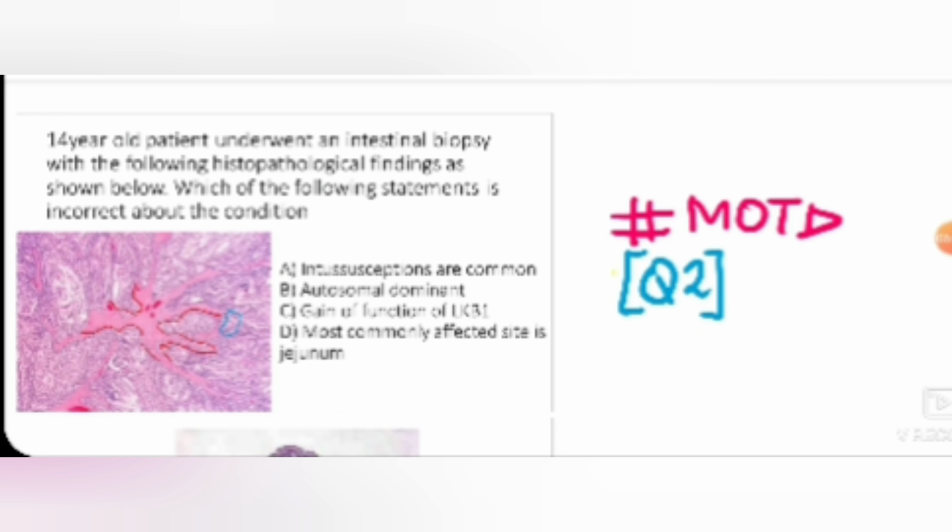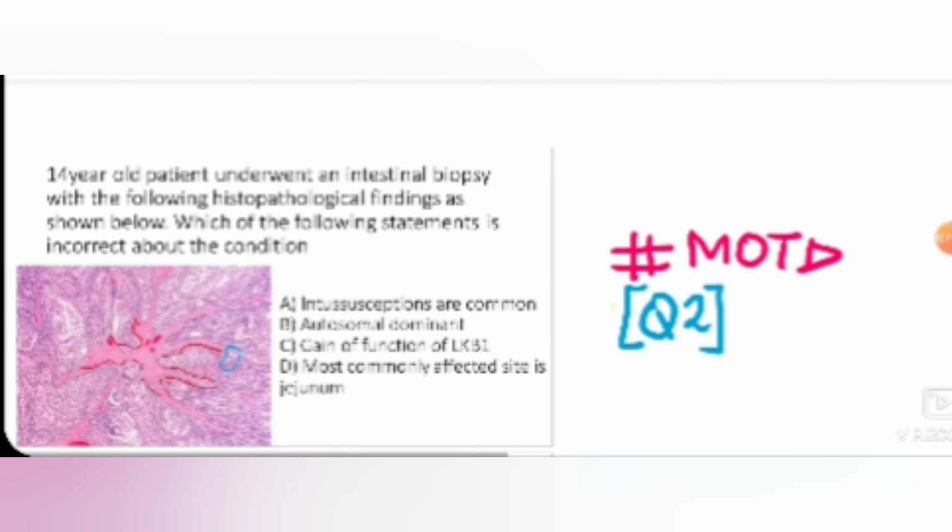Okay, so now MCQ of the day. Why am I saying question 2? Because I'll keep all these questions and cases labeled so that many days from now you can keep track of the number of cases and the number of images that you've seen. Okay, so here we have, let's read the question together.